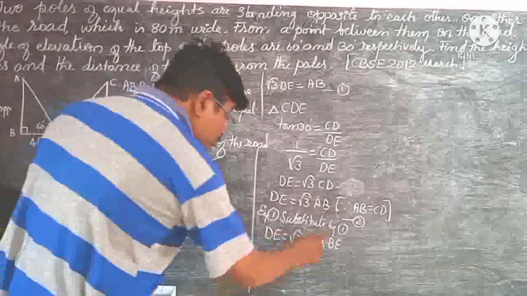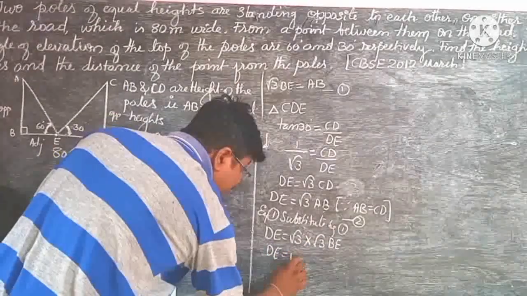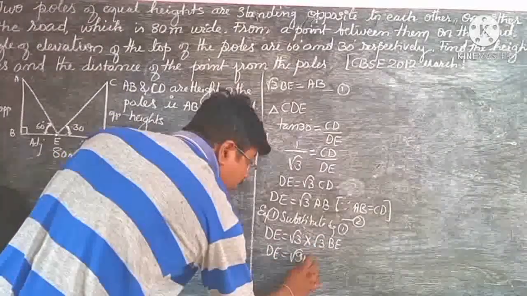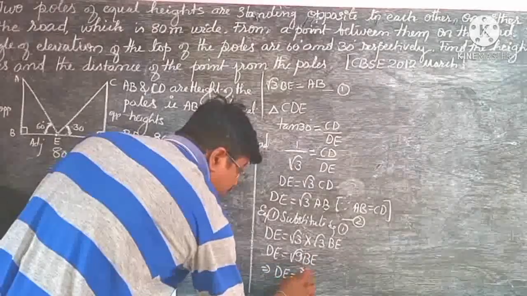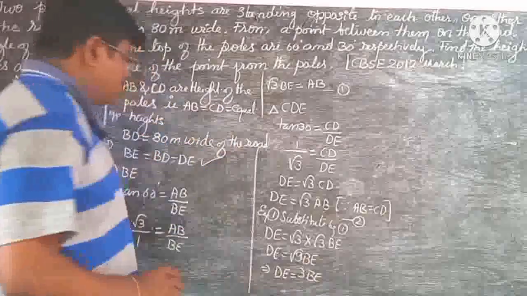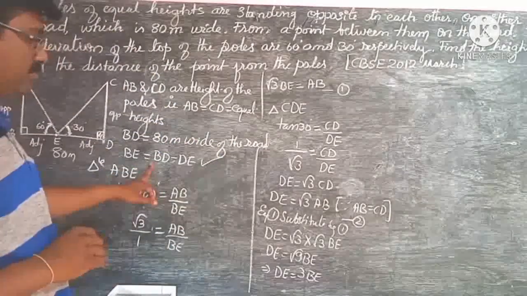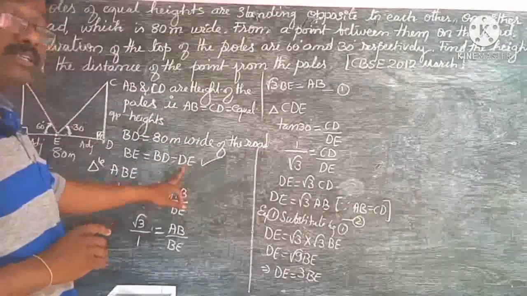Root 3 times root 3 is root 9, whose value is 3, so DE is equal to 3BE. But BE is nothing but BD minus DE.